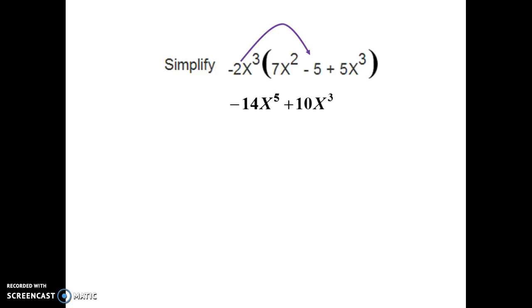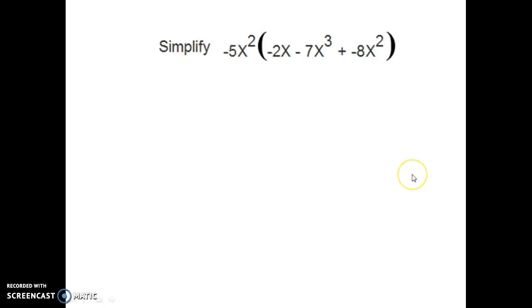And then finally, we have negative 2x cubed times 5x cubed. That gives us negative 10x to the 6th power. Let's take a look at our next example. Negative 5x squared times the quantity negative 2x minus 7x cubed plus negative 8x squared.